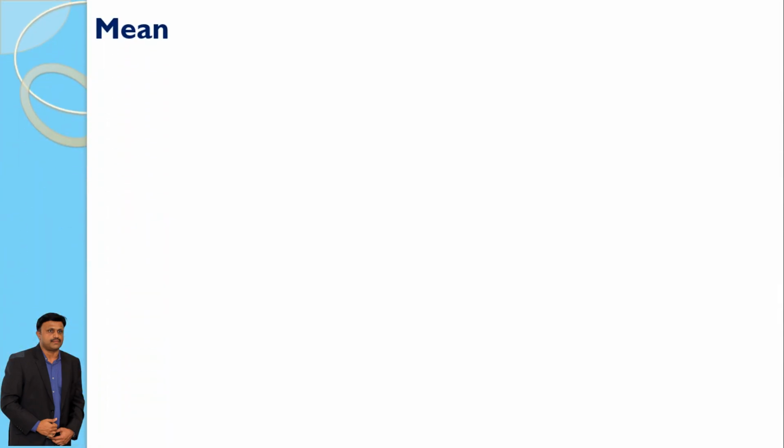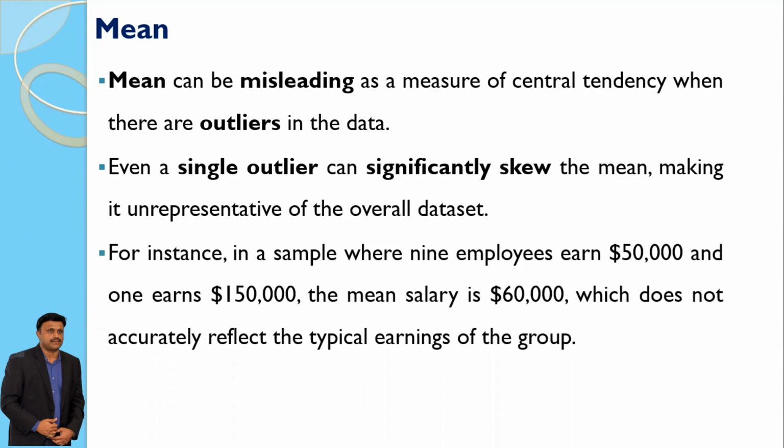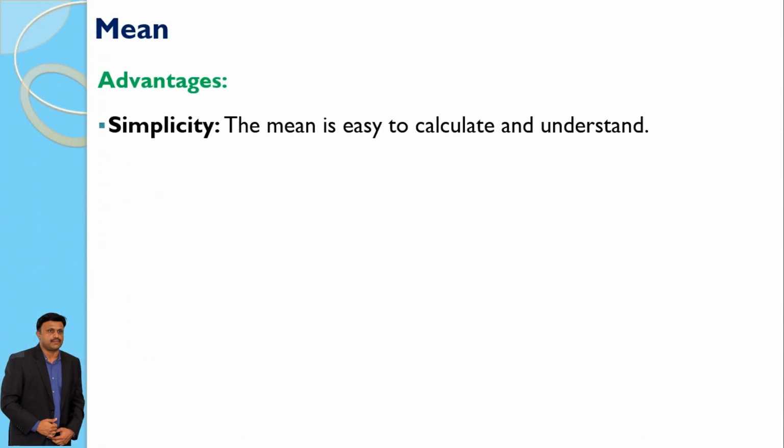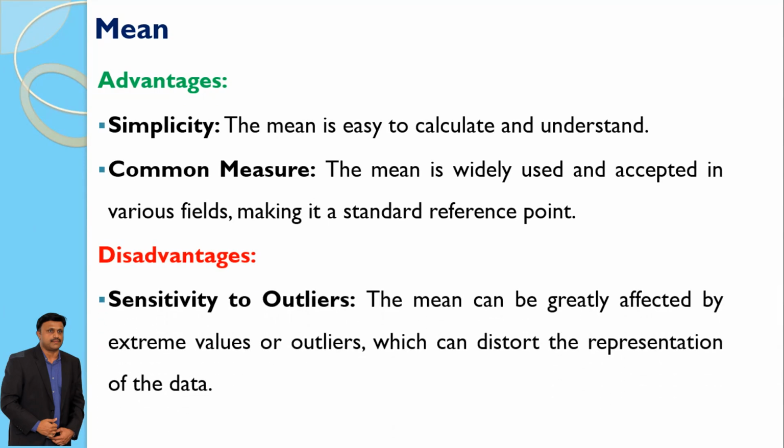The mean can be misleading when there are outliers in the data. Even a single outlier can significantly skew the mean, making it unrepresentative of the overall dataset. The mean is simple to calculate and widely used, but it is sensitive to outliers, which can distort the data representation.